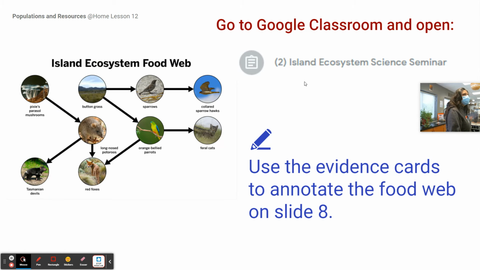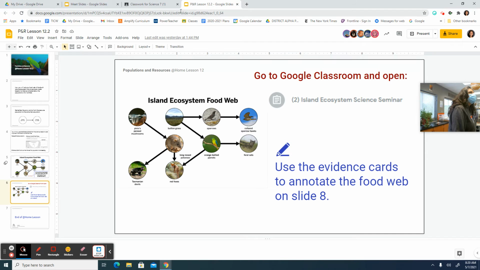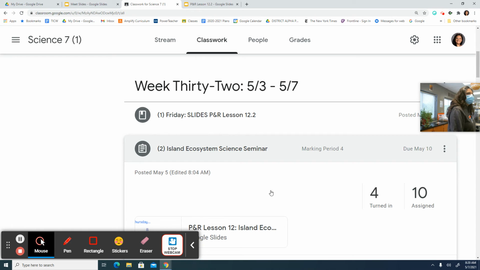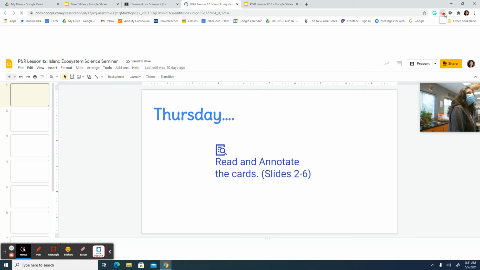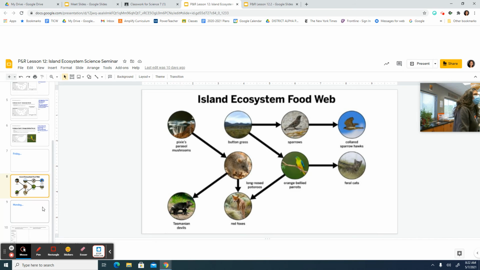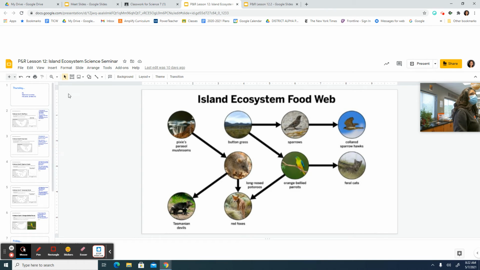So let's go to Google Classroom then and open up number 2, which is the Island Ecosystem Science Seminar. And you're going to use the evidence cards to annotate the food web on slide 8. So number 2, it doesn't have a day because it's the same number 2 from yesterday. We've just been reusing it. If you turned this in yesterday, you need to unsubmit. So then for today, you're going to want to go to slide 8, which is the Island Ecosystem Food Web. And for each of the evidence cards, you're going to want to annotate your food web.